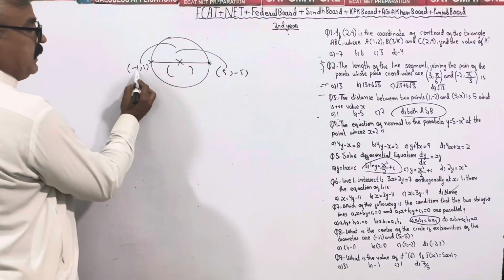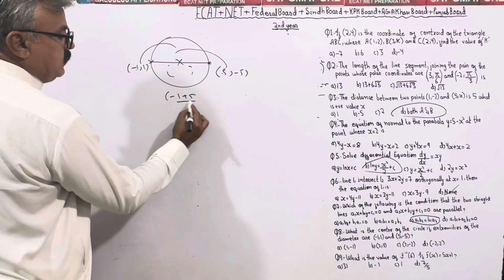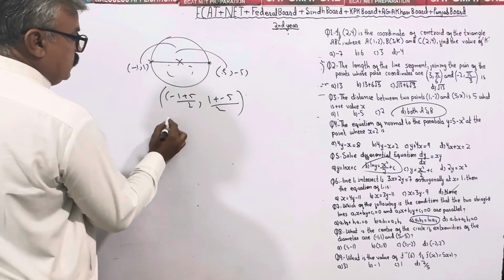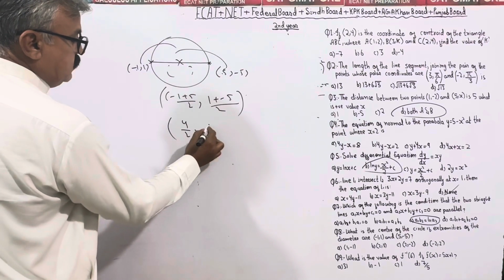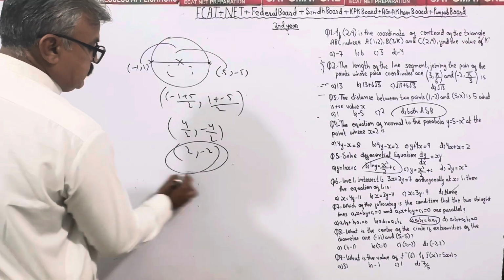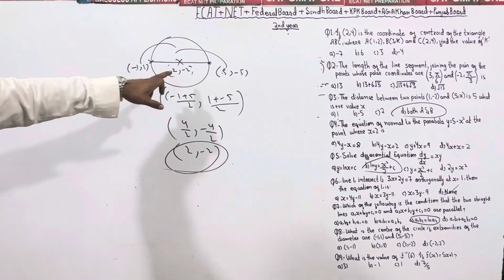Apply the midpoint formula, add them. (-1 + 5)/2, (1 - 5)/2. So we have 4/2, -4/2. So (2, -2) is the center. (2, -2) is the center of this circle.